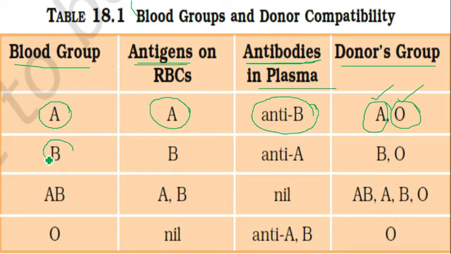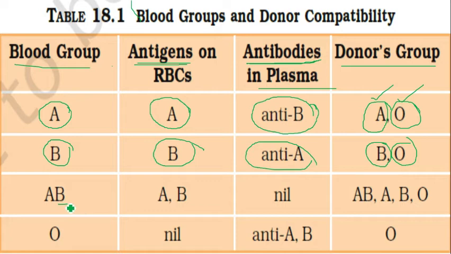Then if you see blood group B, the persons who have blood group B have antigen B on their RBC, and anti-A antibody in their plasma. Then B blood group people can take blood from the B blood group and the O blood group.